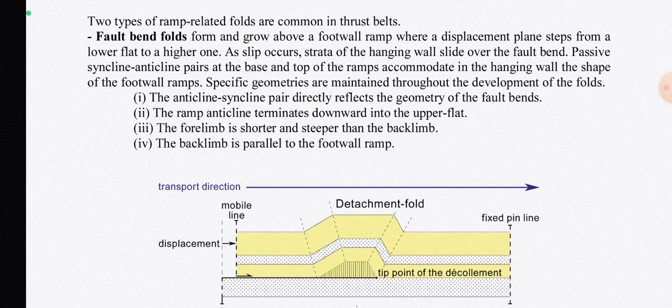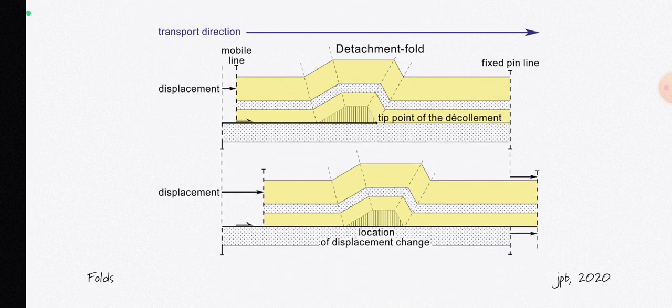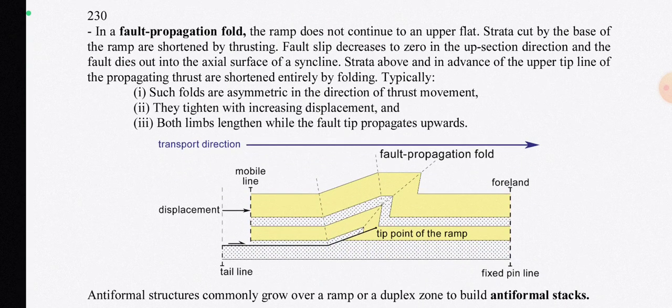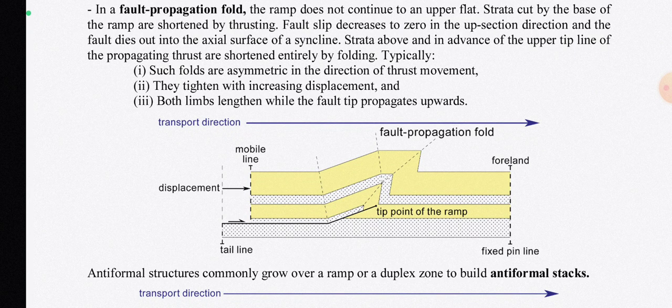The ramp anticline terminates downward into the upper flat. The forelimb is shorter and steeper than the back limb. The back limb is parallel to the footwall ramp. Now, in a fault propagation fold, the ramp does not continue to an upper flat. Strata cut by the base of the ramp are shortened by thrusting.